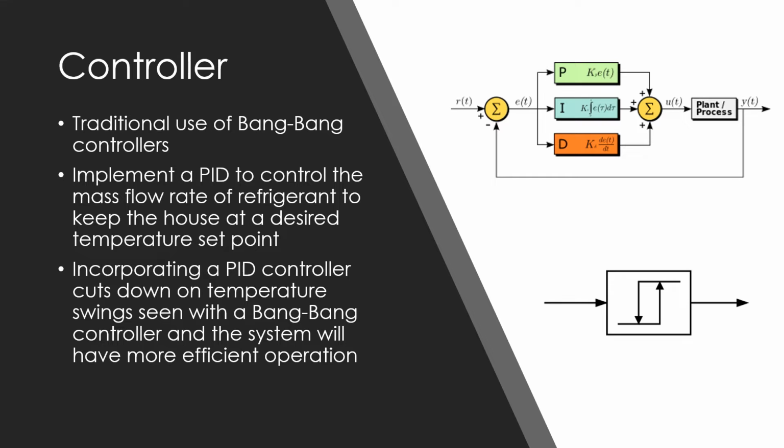A PID is a closed-loop controller that processes the error of a system using proportional, integral, and derivative gains to achieve optimal performance. Incorporating this PID will cut down on temperature swings seen with a bang-bang controller, and the system will have more efficient operation.